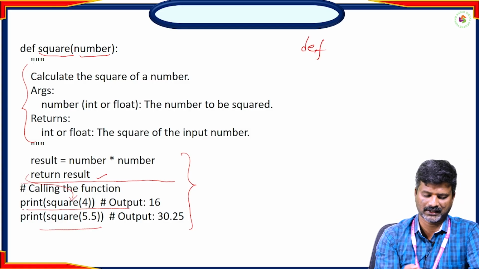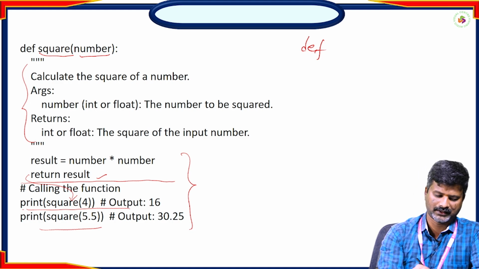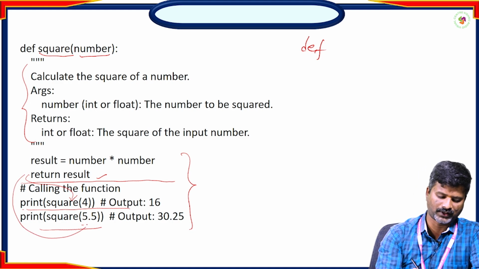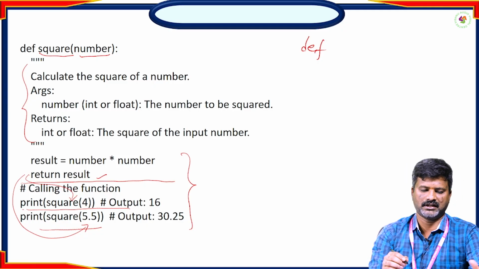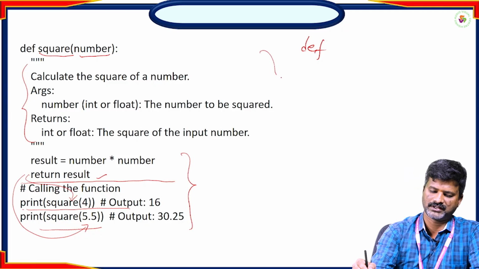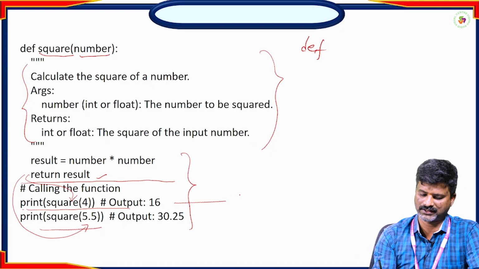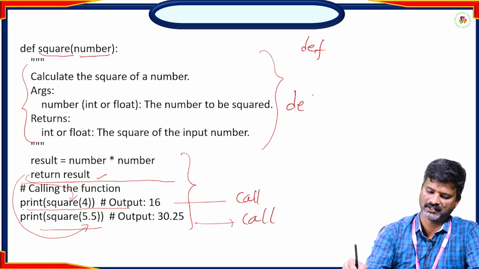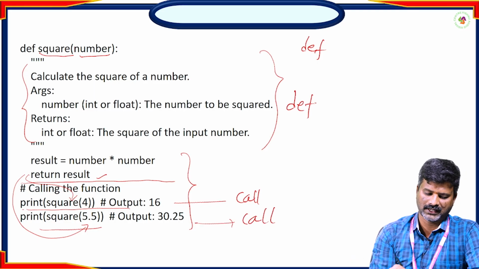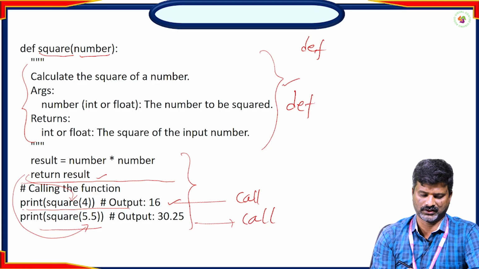Similarly, I am calling the second time. This time I am passing a floating point number, and again that result will be passed back here. So initially you are defining the function definition. This is called a function definition, and this is called a function call. These two statements are function calls, and this is the definition. Whenever you are calling this function, only then this particular definition will be executed.